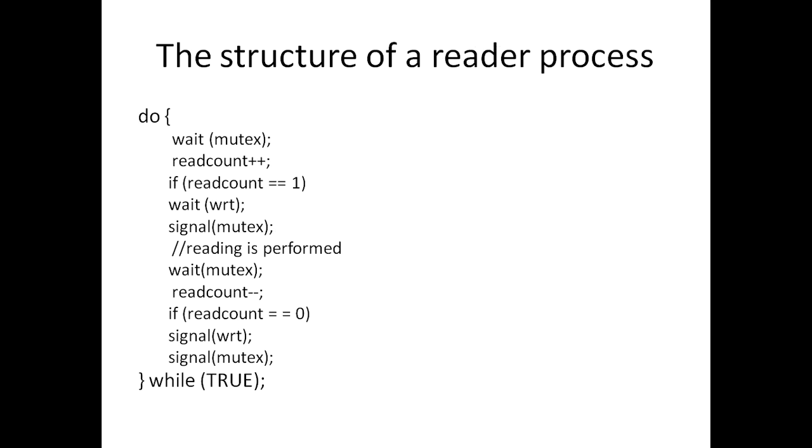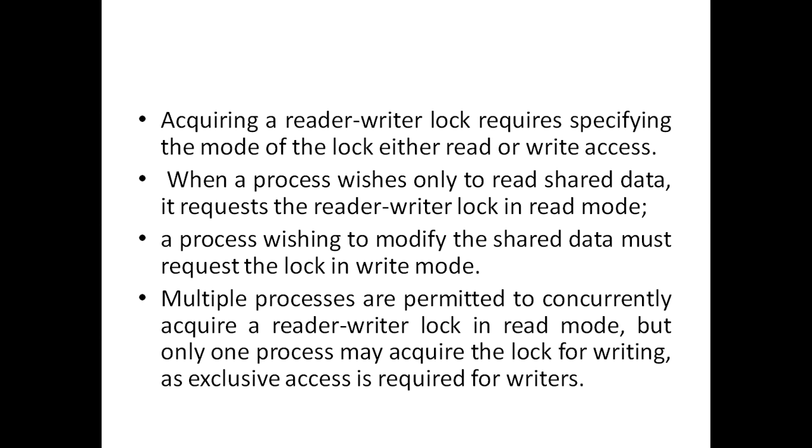Then this is the structure of a reader process. First wait, which means first check who has got the permission. If a reader is there, go on incrementing the value of read count. If the value of read count is equal to 1, then wait on write so that no write operation is performed. Then signal mutex, and start reading, which means allowing the reader processes to read the database. Then wait mutex, decrement read count, and if the value of read count is equal to 0, then signal write. Then signal mutex. This is the structure of a reader process.